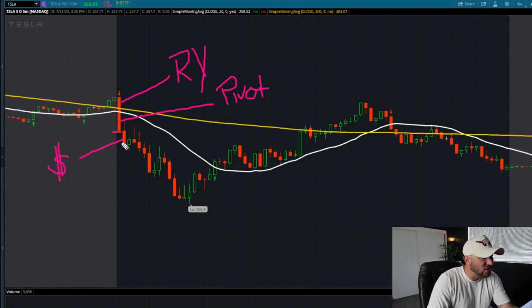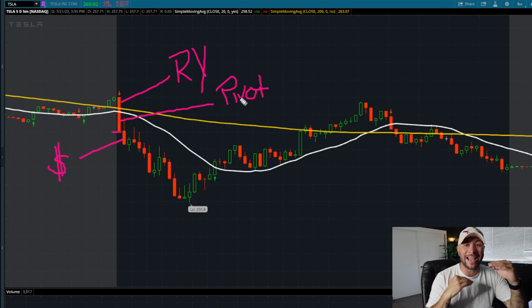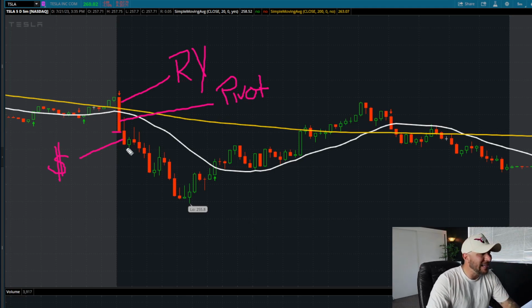The next one needs to confirm my pivot. The pivot is just the low, whether it's the bottom of the candle, or if it's flat, or if there's a wick, I'm going to include that wick. I need my confirmation candle to confirm my reason why candle's pivot low. Makes sense? Reason why candle, pivot at the low, next candle confirms the reason why candle's pivot low.